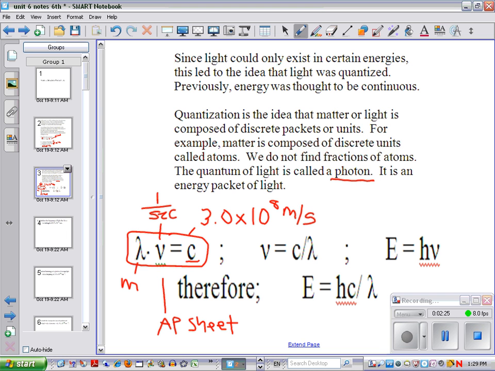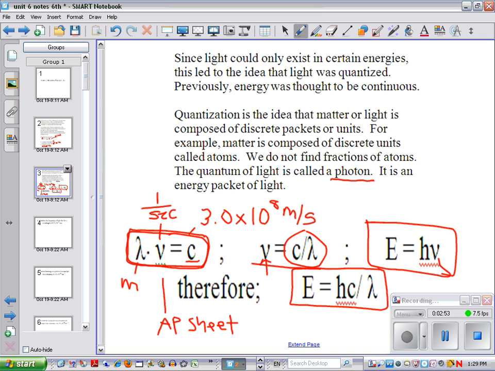Now, if you look at these two equations, you see that they have something in common. They both have frequency involved in them. This one here and this one here both have frequency involved. So what you can do is manipulate your first equation, C equals wavelength times frequency, solving for frequency, and plug what you find into this equation over here, resulting in this final equation.